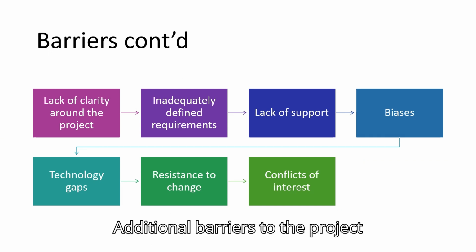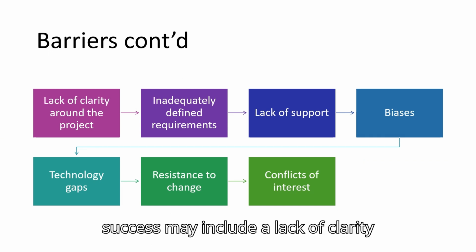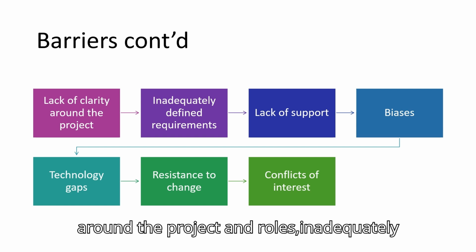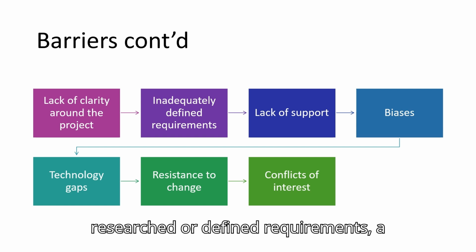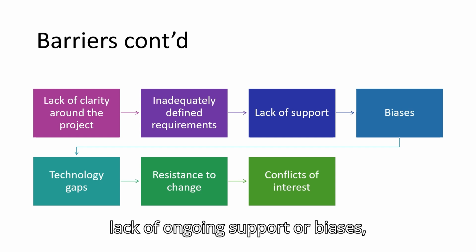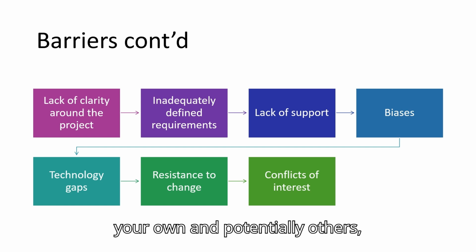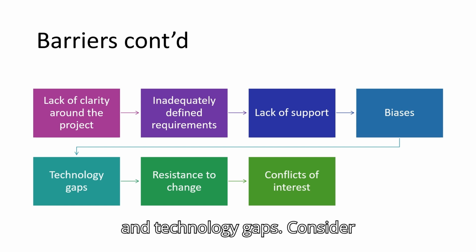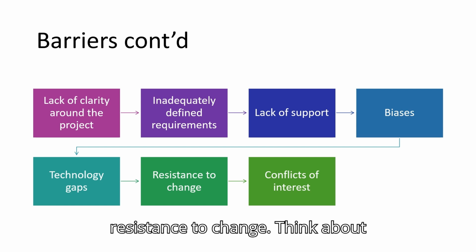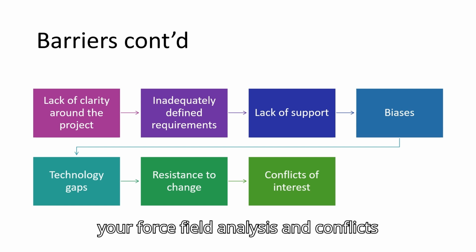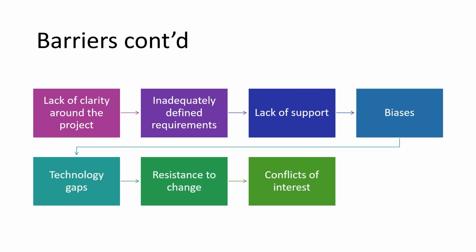Additional barriers to the project success may include a lack of clarity around the project and roles, inadequately researched or defined requirements, a lack of ongoing support or biases, your own and potentially others, and technology gaps. Consider resistance to change. Think about your force field analysis and conflicts of interest.